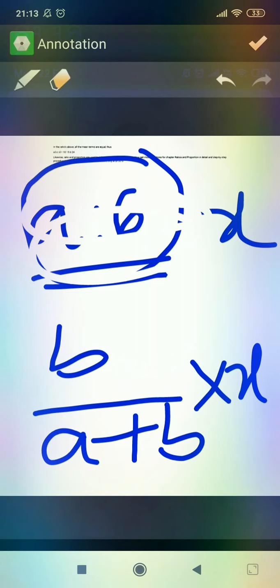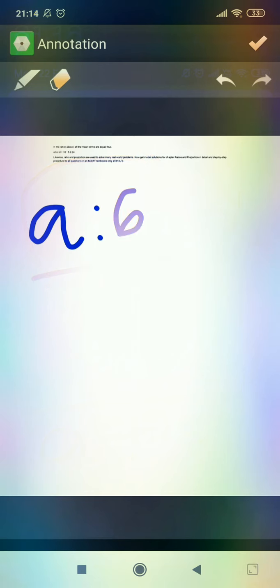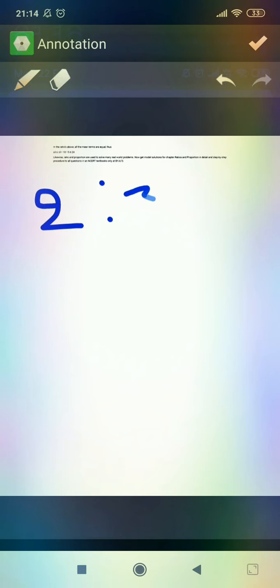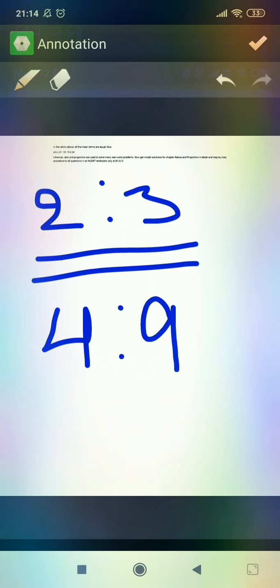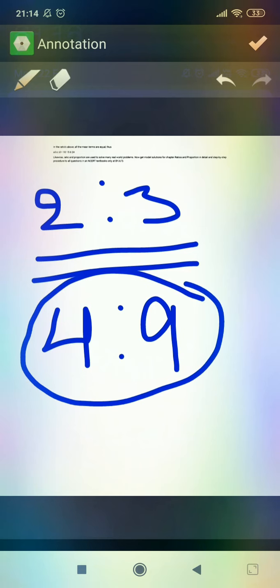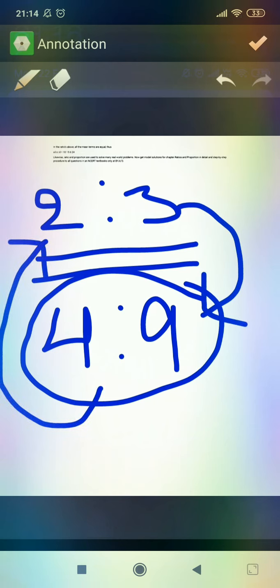Suppose they are given a ratio 2 is to 3. 2 is to 3 is a ratio. And if you square both the terms, you will get 4 is to 9. This 4 is to 9 is the duplicate ratio of 2 is to 3. And 2 is to 3 is the subduplicate ratio of 4 is to 9. The converse also holds here.